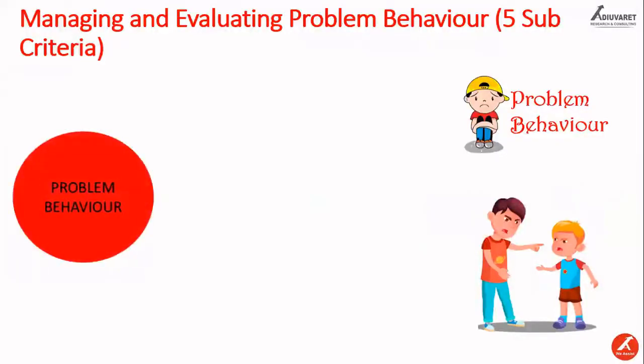So problem behavior is the second major component of managing the social skill of our child. And under this problem behavior, we have got 5 sub criteria. Number 1 sub criteria is self-centered or explosive. So this particular sub criteria deals with if the child is very aggressive and self-centered and quite explosive in nature.